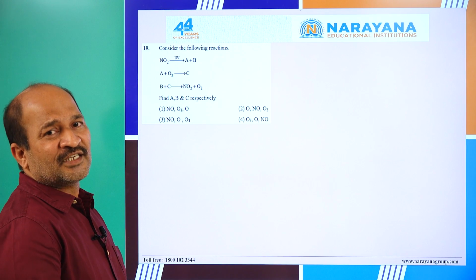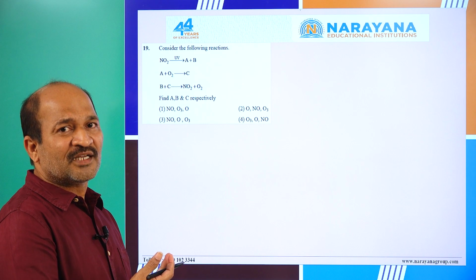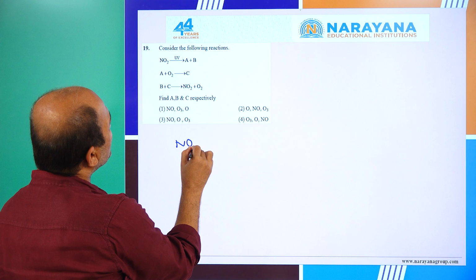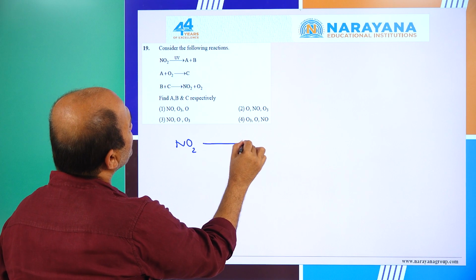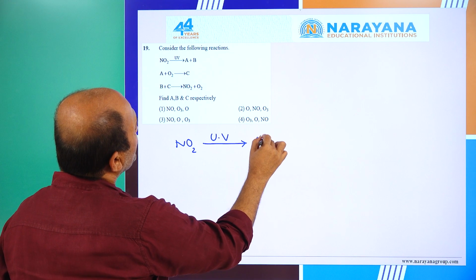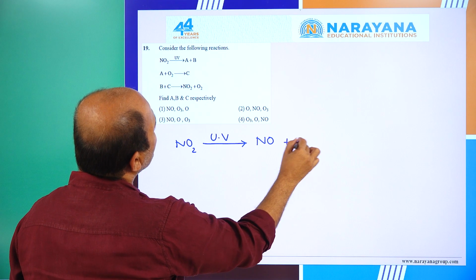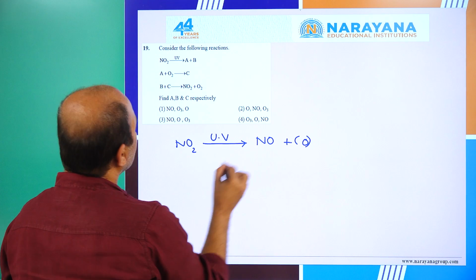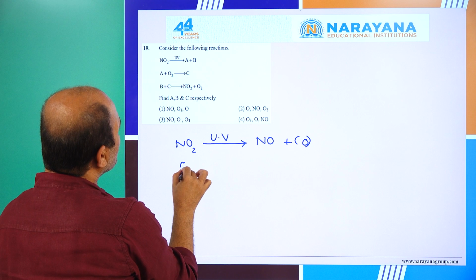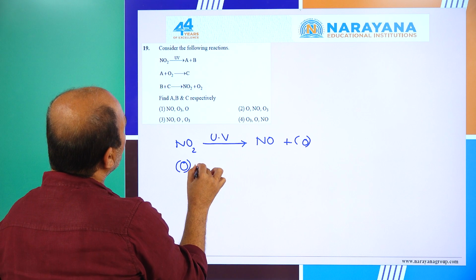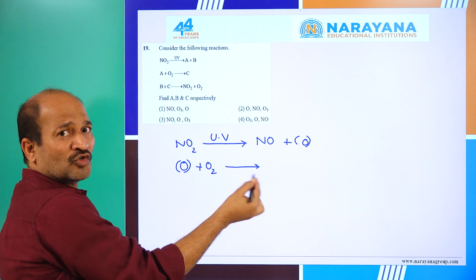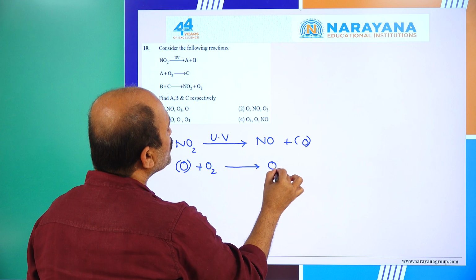Consider the following reaction. It is a direct question from environmental chemistry. NO2 in the presence of UV radiation forms NO and nascent oxygen, A. Here A means nascent oxygen. It reacts with O2. Whenever nascent oxygen reacts with O2, ozone will form, O3.